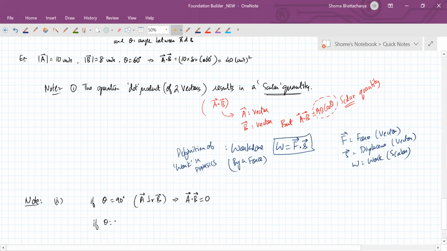If theta is obtuse, so cos theta becomes negative, then A dot B becomes a negative quantity. It's a scalar, but it's a negative scalar. And if theta is acute, then A dot B is positive. So this second point is just showing you that depending on whether theta is acute, obtuse, or 90 degrees, your dot product can be 0, it can be a negative scalar, it can be a positive scalar.